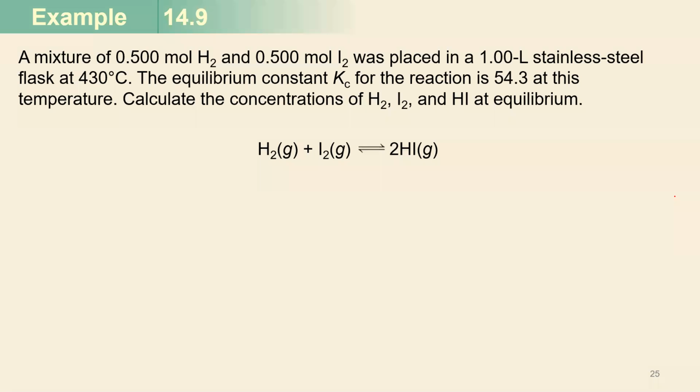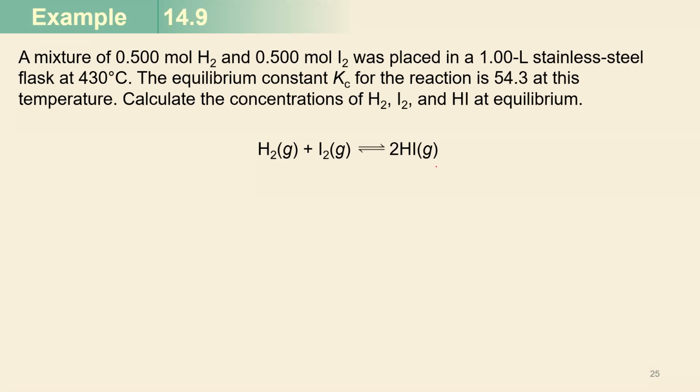So here we have hydrogen and iodine forming hydrogen iodide. That gives us an equilibrium constant of 54.3 at a temperature of 430 Celsius. We're going to calculate the concentrations of hydrogen, iodine, and hydrogen iodide at equilibrium. Okay.